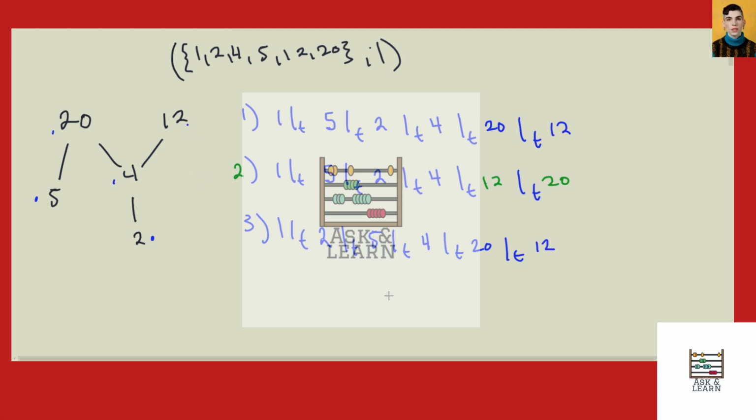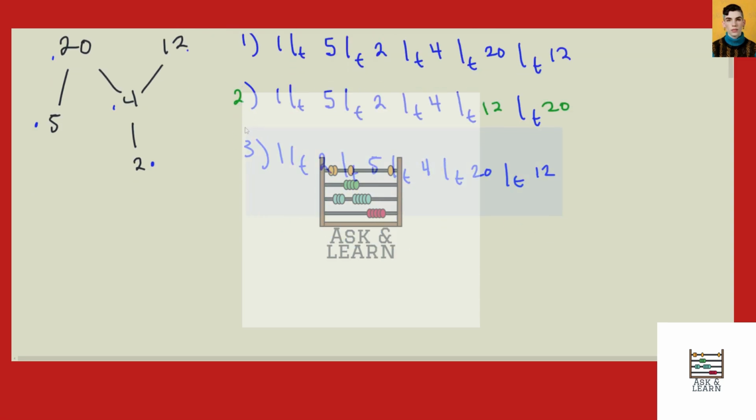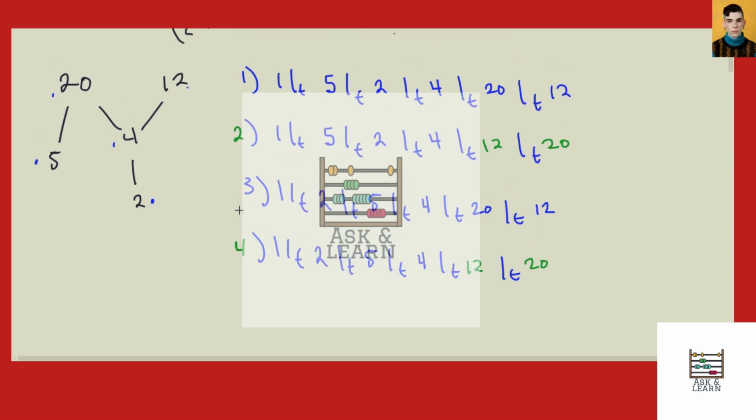But just like going from 1 to 2, we can just flip 20 and 12 and then we get a new ordering. So we go ahead and copy and paste this. And then, just like before, we're going to flip 20 and 12, and that gives us another ordering. All right, so let's see what else we can do. Let me erase all of these.